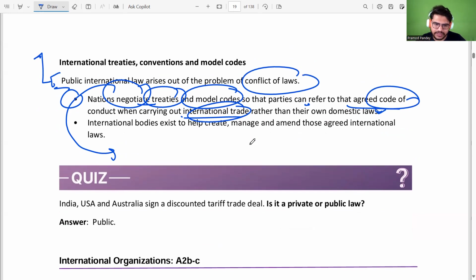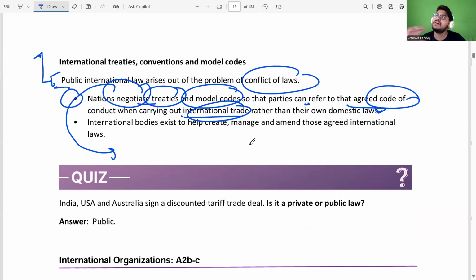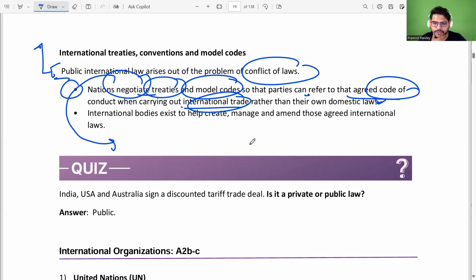India, USA, Australia sign a discounted tariff trade deal. So is this of a country, a business, or some private individuals? It is for the countries, right? So that's why it becomes public international law. Is it okay?